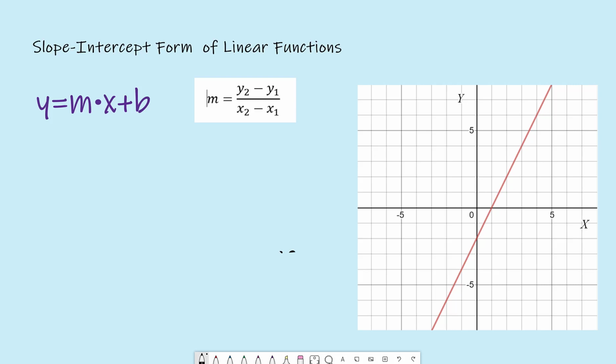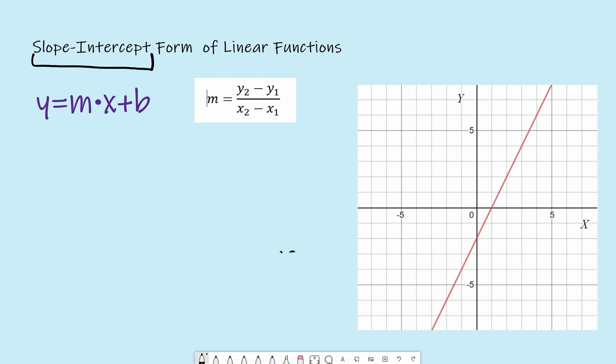Hi there. So we finally reached the third form of the linear function, the slope-intercept form. In previous videos, we've looked at the standard form and the functional form, and so this is the third and last form of a linear function. If you haven't seen those videos, please check them out. They're on the playlist. Let's get started.